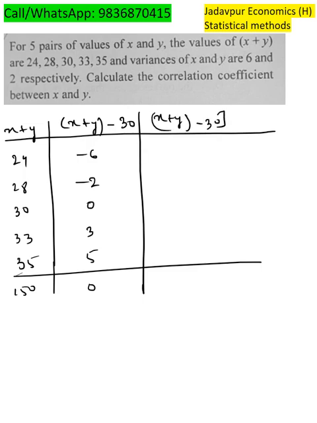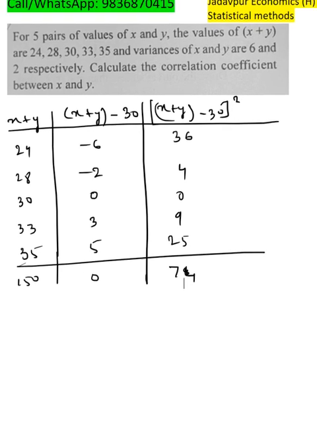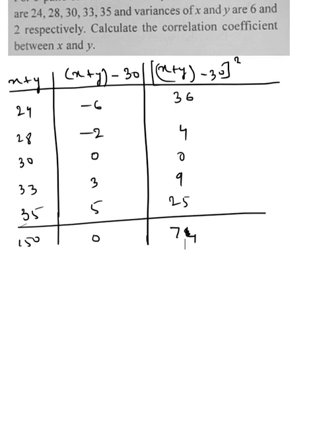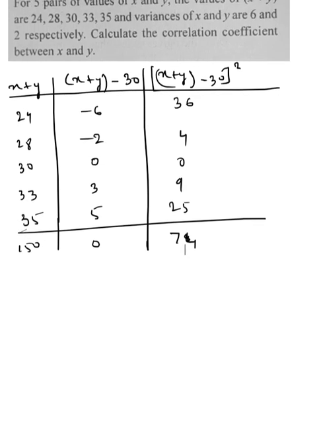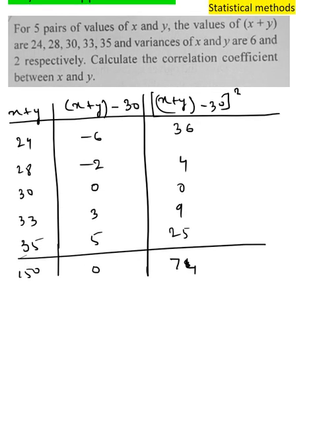minus 30 whole square: 36, 4, 0, 9 and 25. So summation of this is 74. So we have to calculate correlation coefficient. So before correlation coefficient we need standard deviations or variances. So here we have variances of x and y.